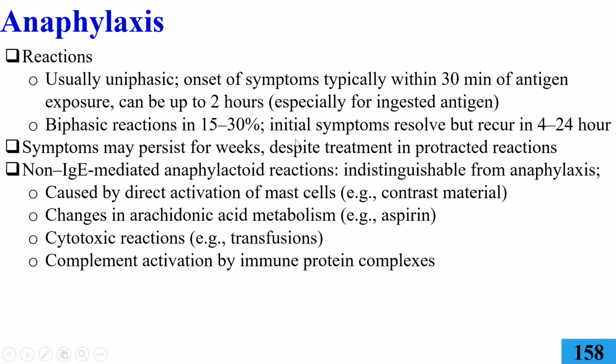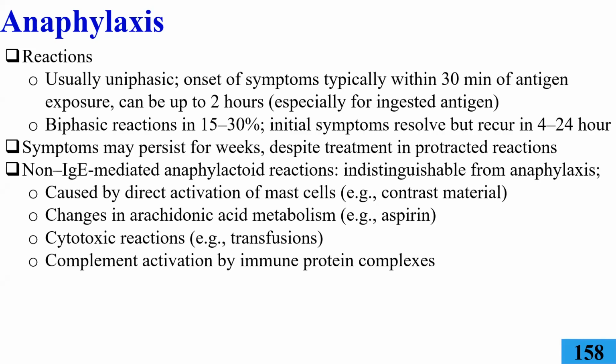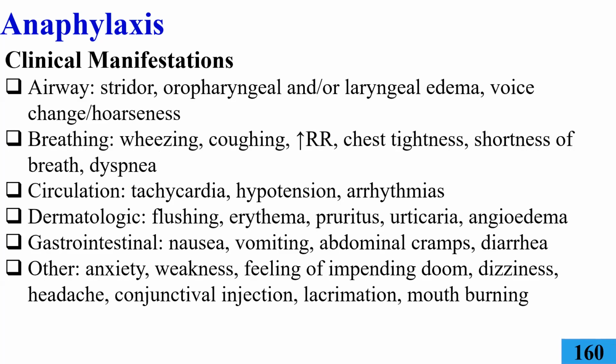Also, the reaction of anaphylaxis is either uniphasic, one phase, usually starting a little later and lasting a little longer, or biphasic, which starts earlier, disappears, and then recurs. And as you know, there are immunoglobulin-mediated and non-immunoglobulin-mediated forms, such as contrast, aspirin, and transfusion. You need to read about this. The most common cause of anaphylaxis is food, but there are also other causes such as insect venom, medications, vaccine, latex, exercise, immunotherapy, and sometimes idiopathic, where we don't know the cause.